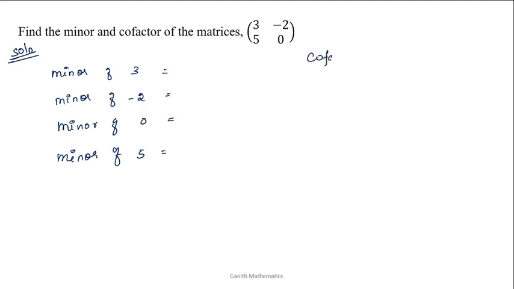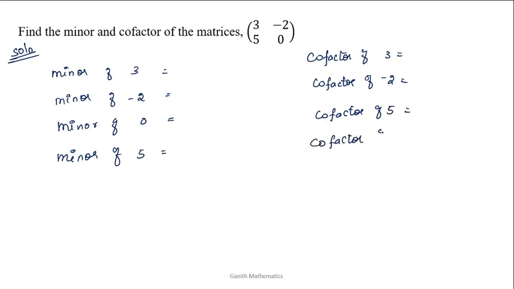So cofactor of 3, then cofactor of -2, cofactor of 5, then cofactor of 0. So okay, what is minor of 3? You have to eliminate the corresponding row and column. That means you have to eliminate the first row and first column. Only element left is 0, right? So you just enter the 0.